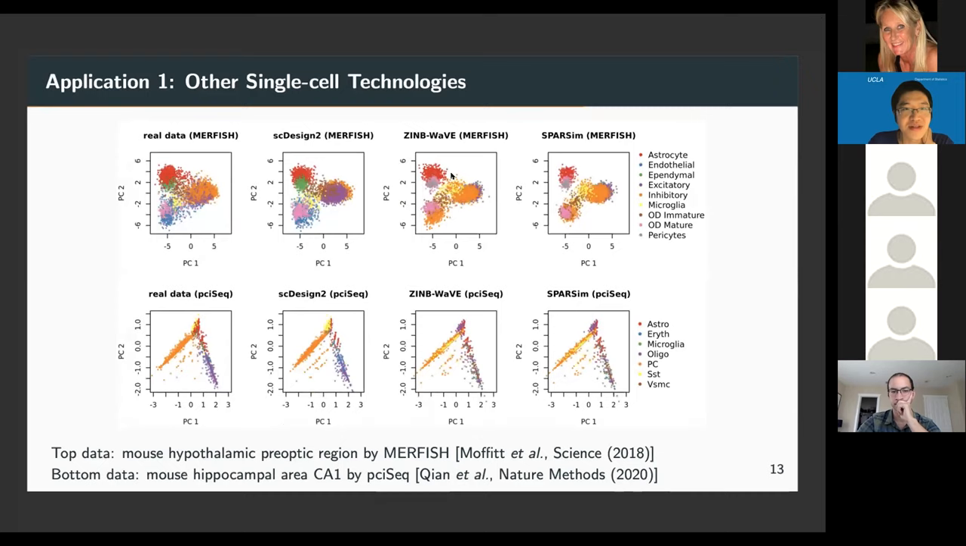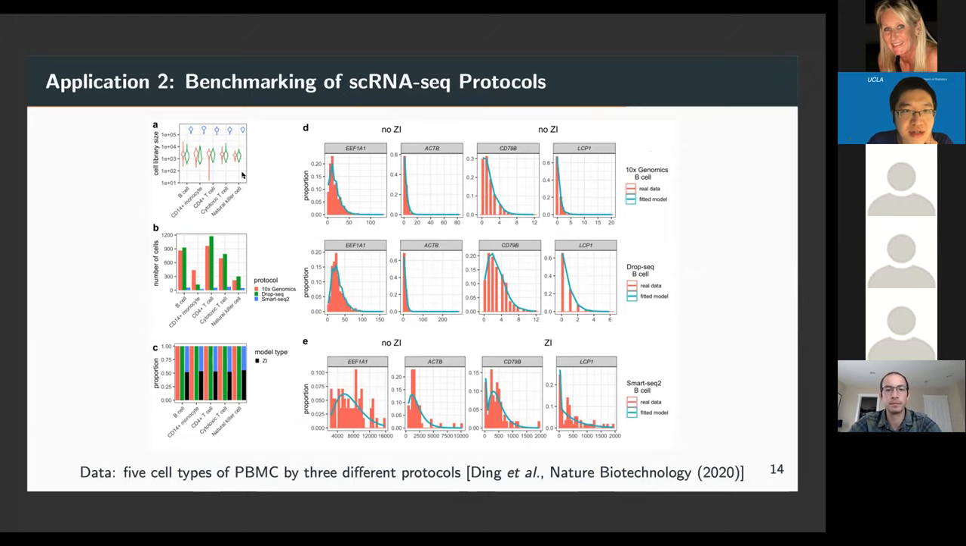So this is showing we can also do well for other single cell technologies. And then here, there is another application. So I mentioned that when we fit the marginal distributions, we actually use a likelihood ratio test to determine whether we will use a zero inflated model or not.